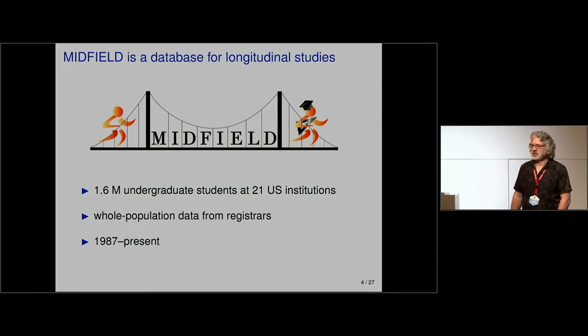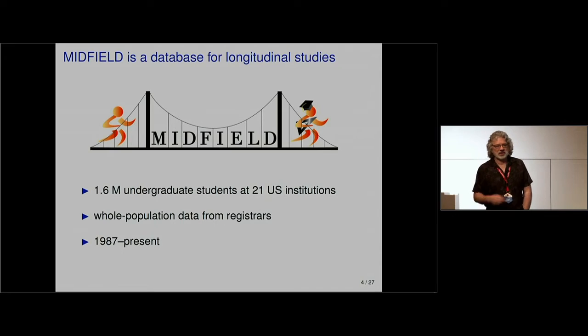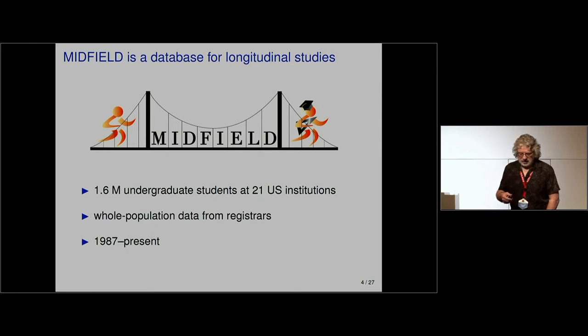So the Midfield project is the database. The acronym stands for Multi-Institution Database for Investigating Engineering Longitudinal Development. Currently we have 21 institutions, all in the US. FIE is for investigating engineering, so it started out as a project for looking at engineering students, and then the L and the D are longitudinal development. But you don't have to study engineers to use the database, because it's whole population data from the registrars at the 21 institutions.